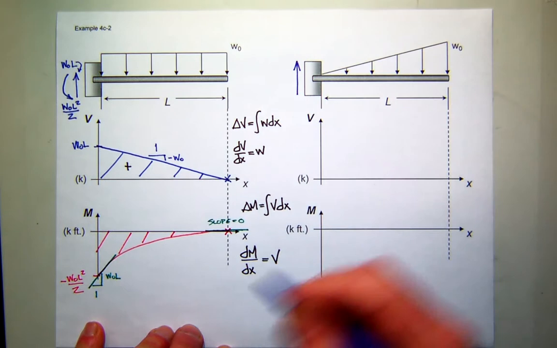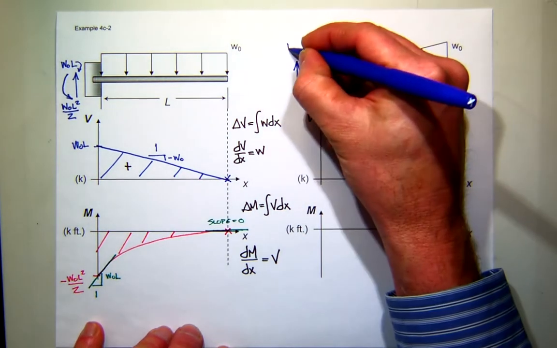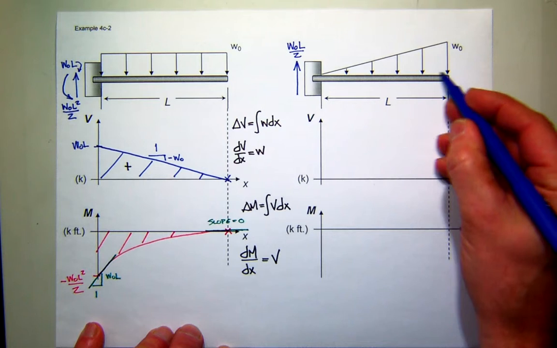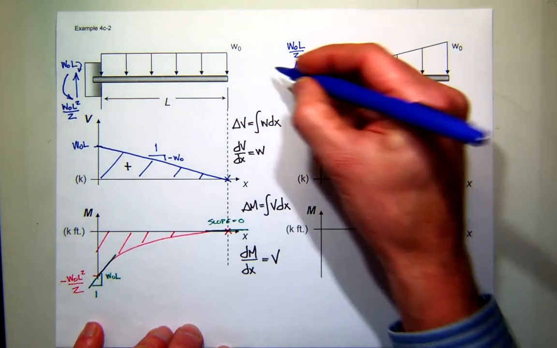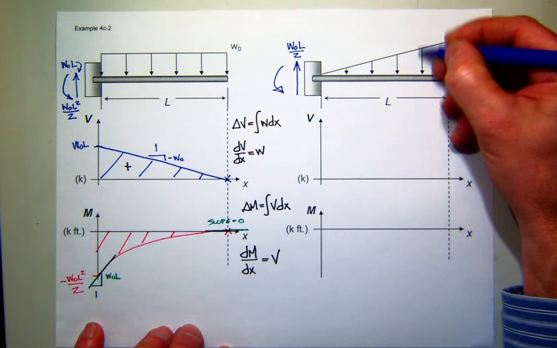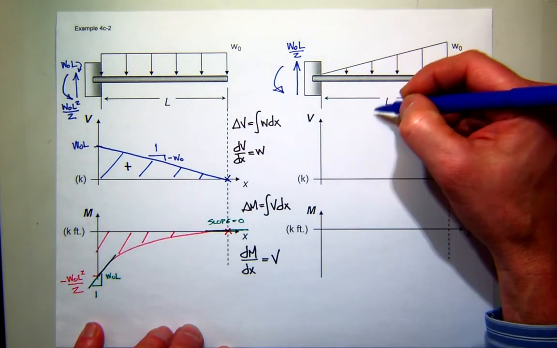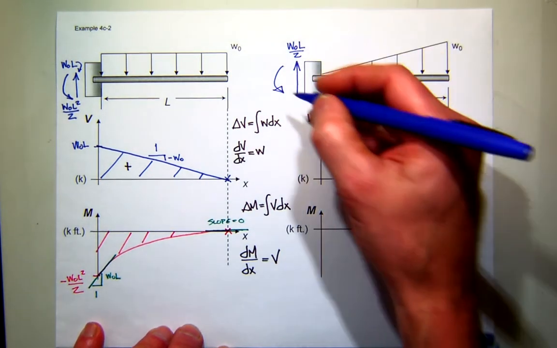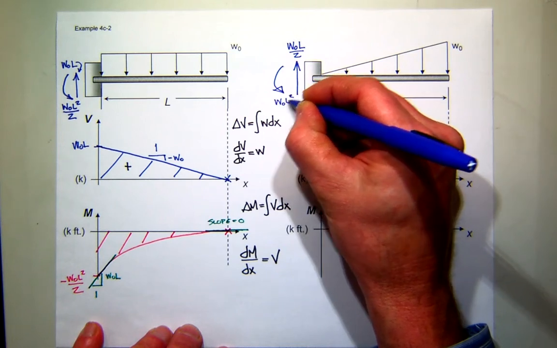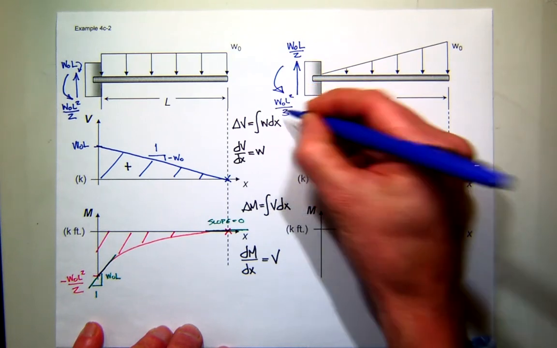I'll go ahead and tell you what the reaction force is. It should be W naught L over 2, which is basically the area under this curve. And then the moment will be that force acting through the centroid, which is 2L over 3. So multiply that by 2L over 3, and you get W naught L squared over 3.